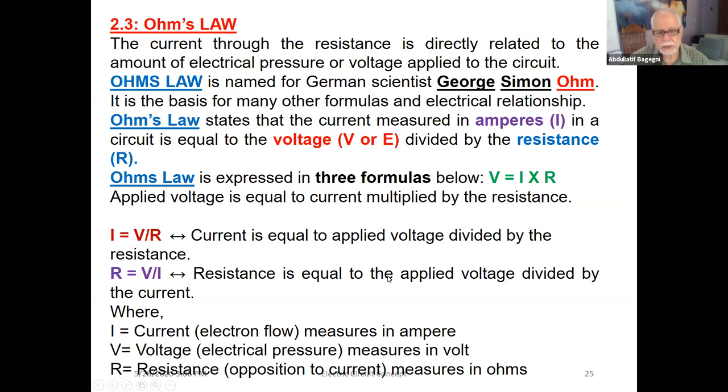Resistance is equal to the applied voltage divided by the current, where I is the current, which is the flow of electrons, measured in amperes. V is the voltage, or electrical pressure, measured in volts. R is the resistance, which is the opposition to the current, measured in ohms.